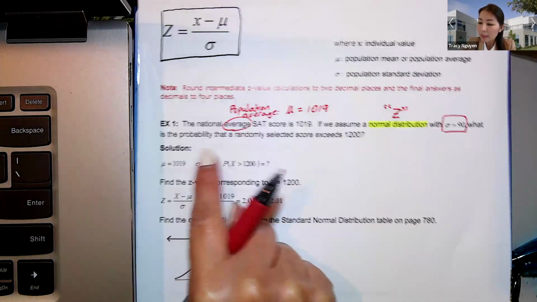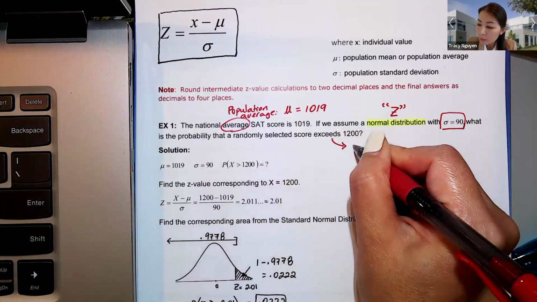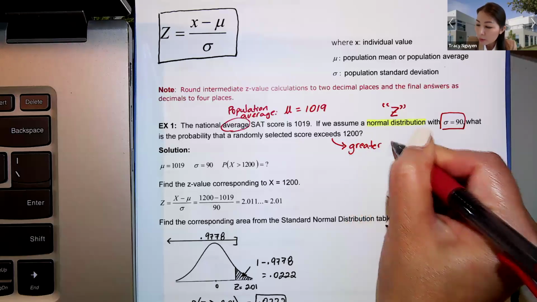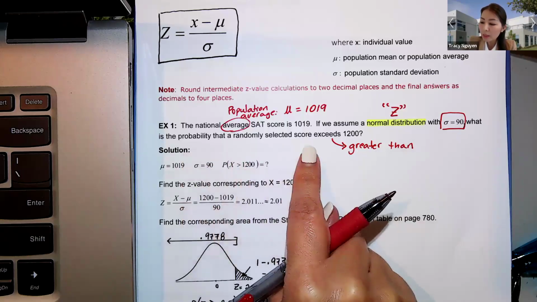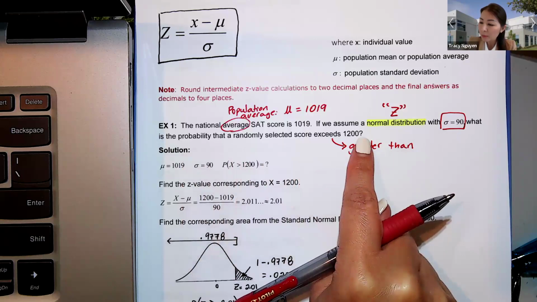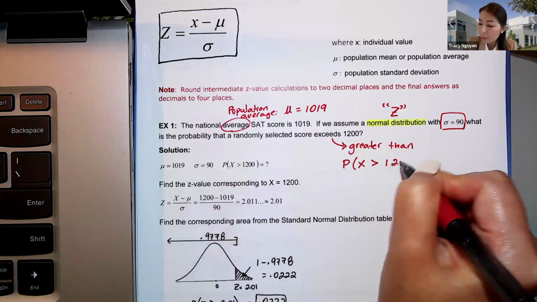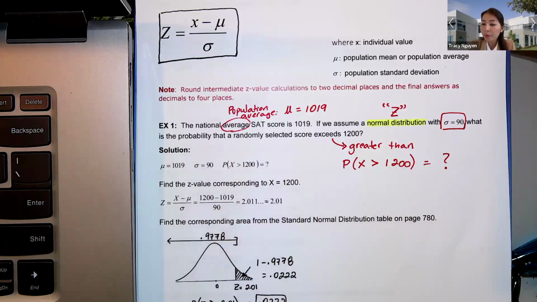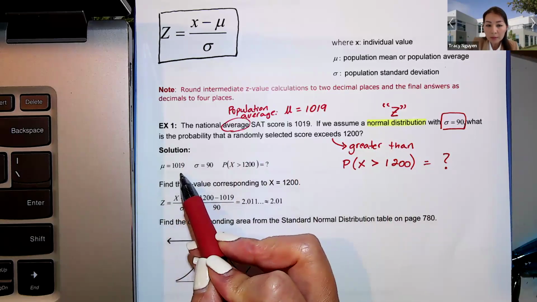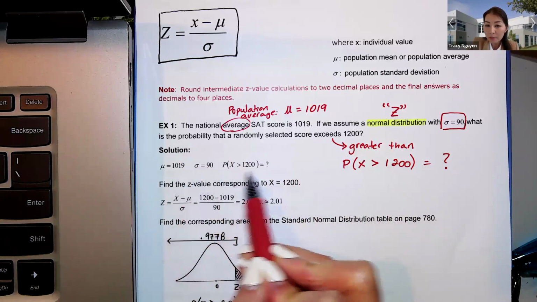What is the probability that a randomly selected score exceeds? With exceed meaning that is greater than. So we are looking for the probability that a randomly selected score is greater than 1200. So we're going to write probability of x is greater than 1200. All right, so that's how we analyze the problem. We have mu equals 1019, we have sigma equals 90, and we're looking for the probability of x is greater than 1200.